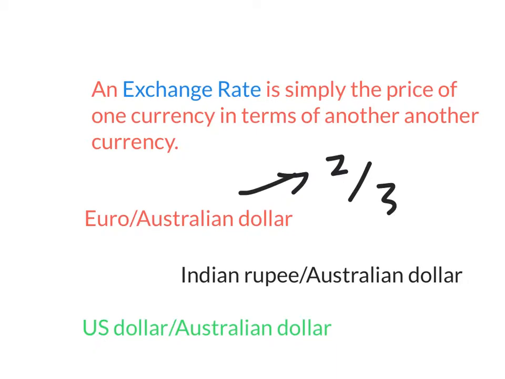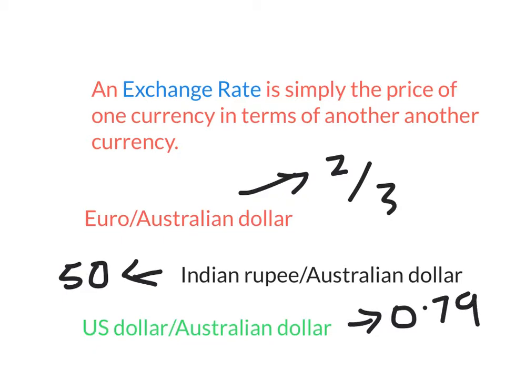If you were trying to buy an Australian dollar with Indian rupees, then you'd have to give up around 50 Indian rupees to get an Australian dollar. But if you wanted to use US dollars to buy an Australian dollar, well, that would be about 79 cents, so 0.79. That's the price of an Australian dollar in terms of euro, about 2/3 of a euro. In terms of Indian rupees, 50 Indian rupees, or 79 US cents to the Australian dollar.